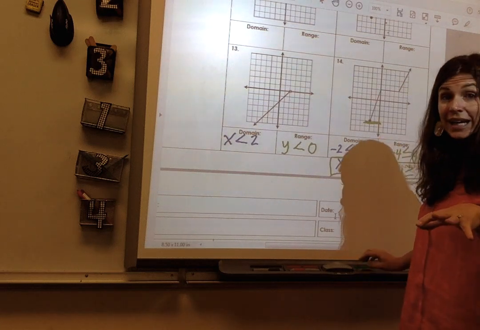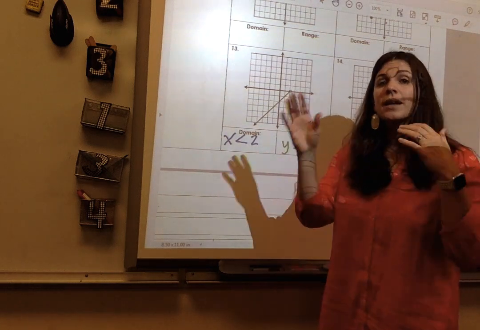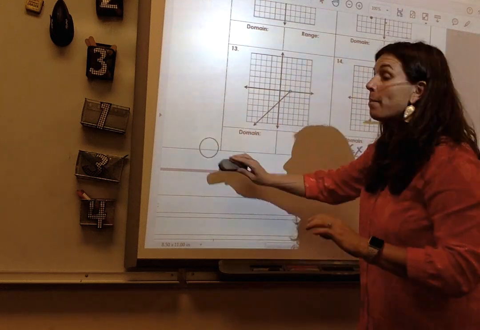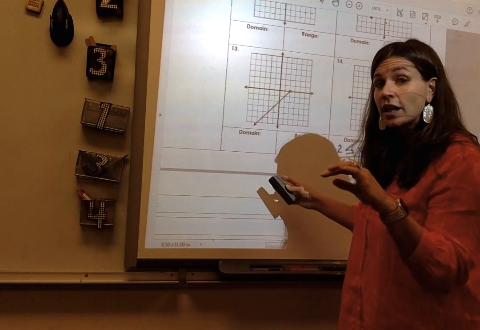Okay, so these are tricky. So if you struggled on these, come in and I can just throw up more problems so you can make sure that you understand them. Remember, this is domain and range for continuous graphs.